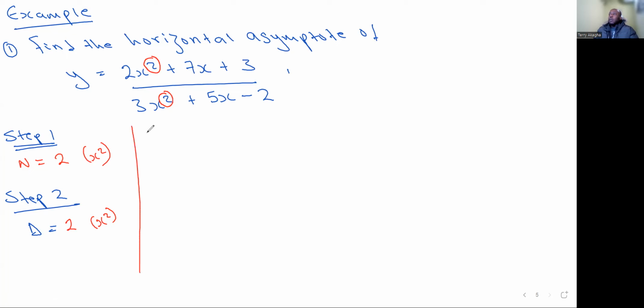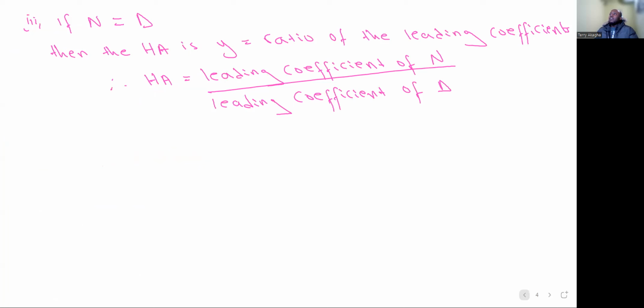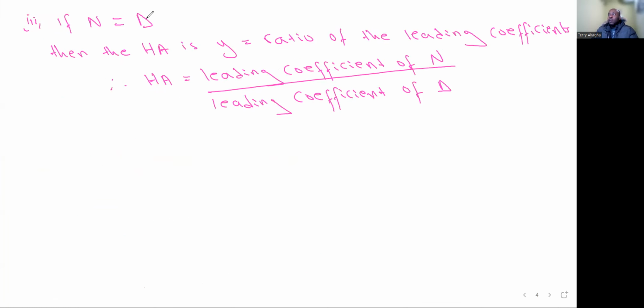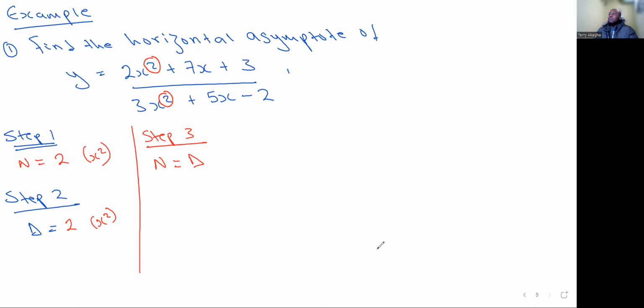So now, step 3, we can see that the degree of the numerator is the same as the degree of the denominator. Step 3 said: when n is less than d, n is greater than d, but we're interested when n is equal to d because we have the same thing here. The horizontal asymptote is equal to the ratio of the leading coefficients. So basically, the leading coefficient of n divided by the leading coefficient of d.